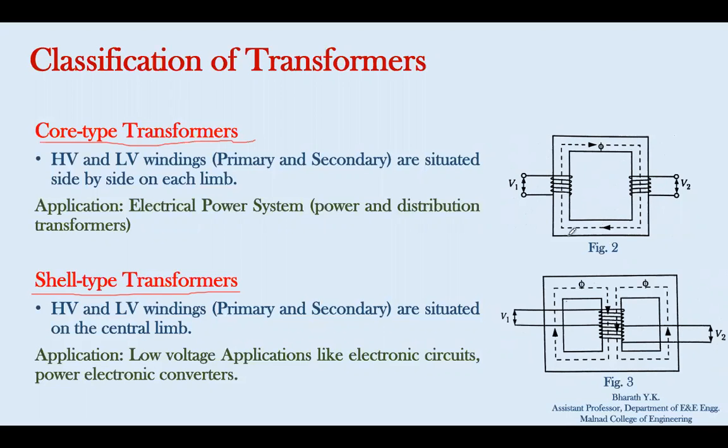These type of transformers are normally used in electrical power systems, in power and distribution transformers. Power transformers are the ones which are used in transmission systems, and distribution transformers are the ones which are used in distribution systems. When we come to shell type transformers, as you can see here, both the primary and secondary windings are situated on the same central limb, and these type of transformers are normally used in low power applications like in electronic circuits, power electronic converters, etc.